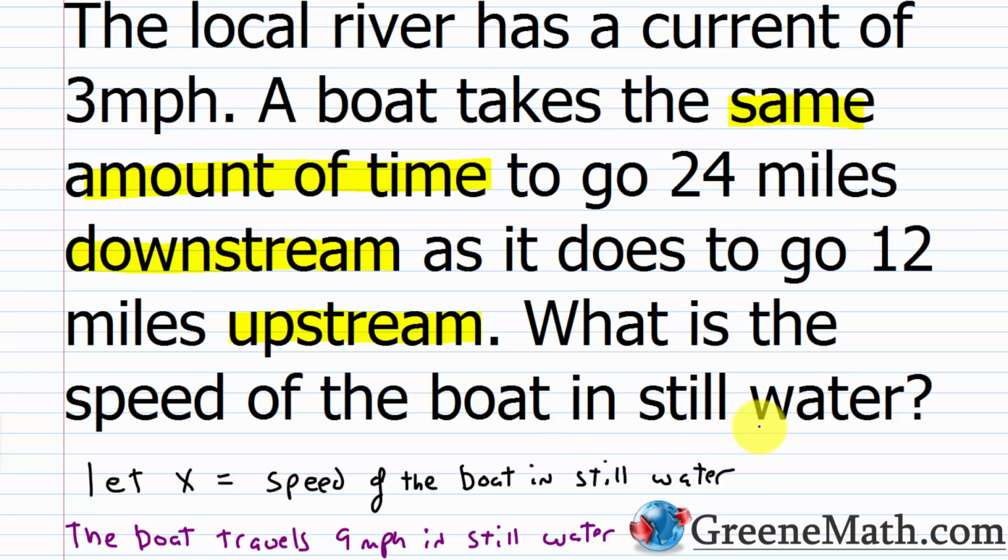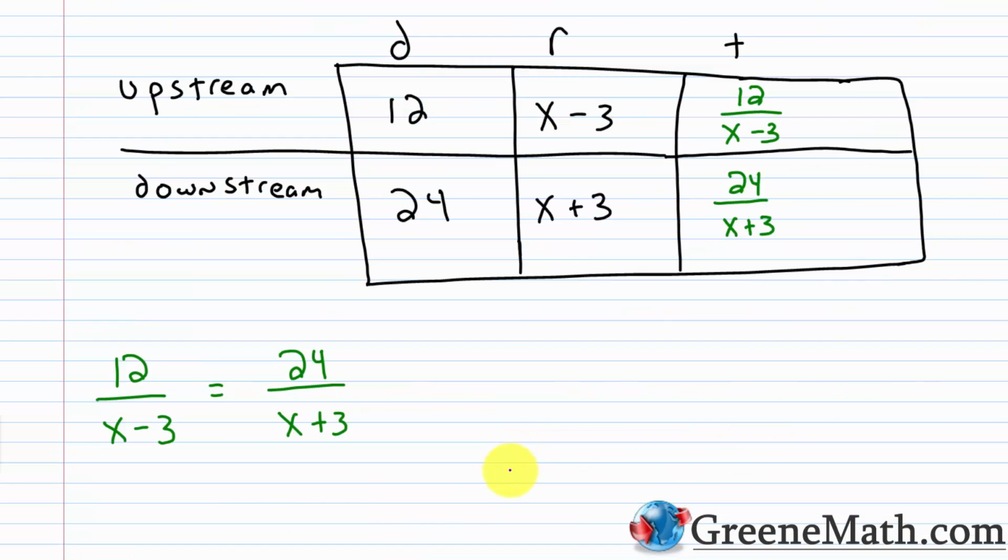So I know at this point that upstream, my rate of speed is going to be what? Well, x is 9. So I plug in a 9 there. 9 minus 3 is 6. So in other words, I know that the time that it takes to go 12 miles upstream should be 12 over 9 minus 3, or 12 over 6, which is 2.